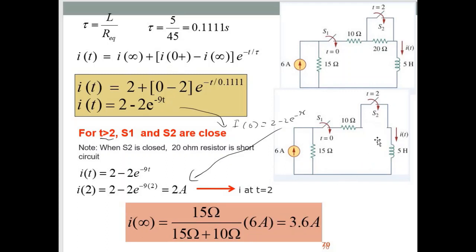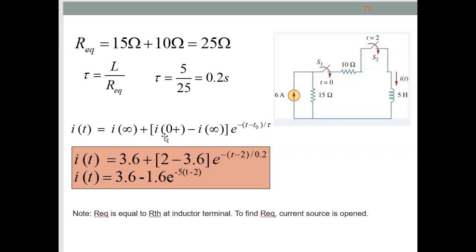Now just find the I infinity. This 2 ohm is no more, only this straight line, and we can find this IT. Switch on, IT is just using current divider. 15 divided by 15 plus 10, only resistor exists only 10 here. Times the 6 and we'll get 3.6 ampere. So just use back this formula.